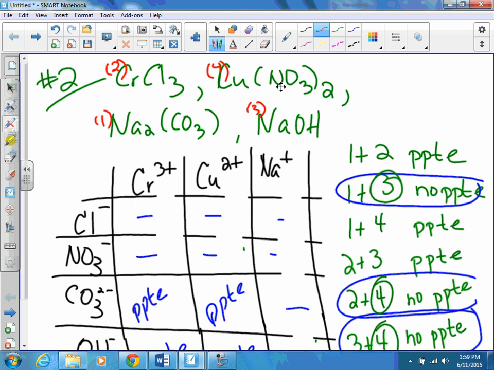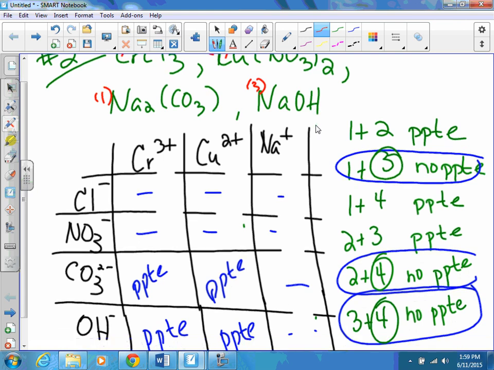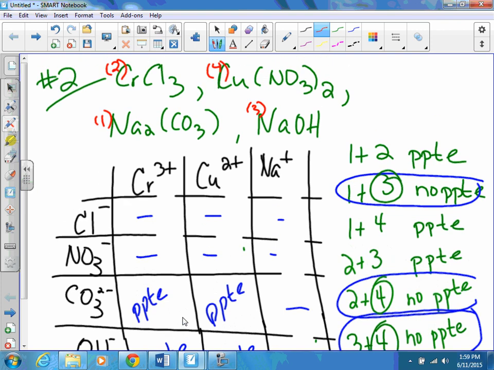Does NaOH cause a precipitate with CrCl3? Does Cr and OH precipitate? Yeah, Cr and OH also do precipitate. Okay, so now I check my logic. Does it make sense? Do 1 and 2 precipitate? Does CrCl3 precipitate? Yes.